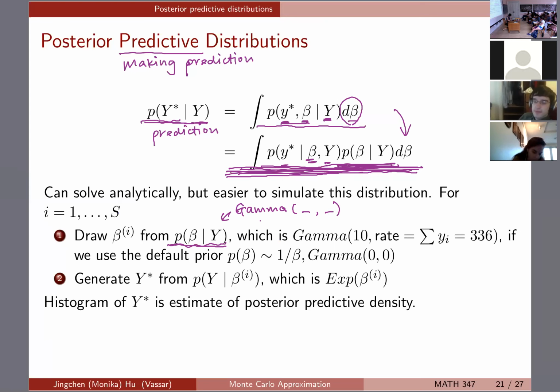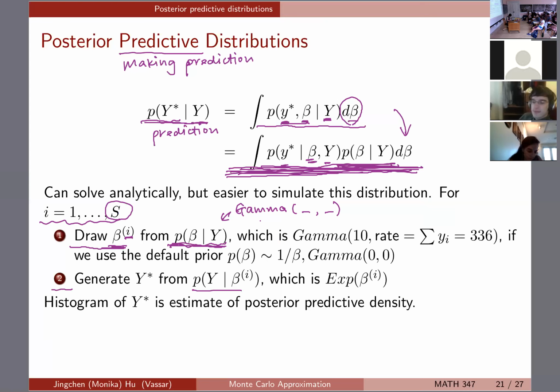If we know that distribution already, we can draw a new beta. We use beta upper script I over here. You draw one new beta, and you notice that I is from 1 to capital S. Capital S is the number of draws that you make in the Monte Carlo approximation. So the first step is you draw a beta I from its posterior. And then the second step is, because you know that, so what is this?